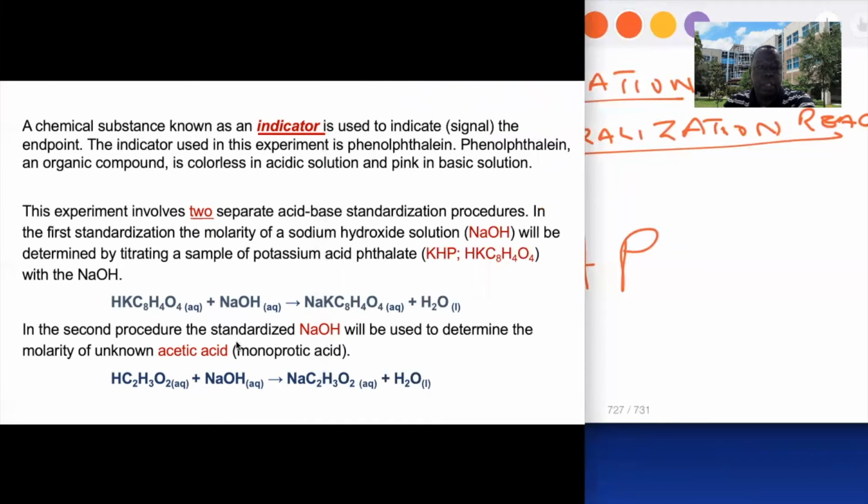And then in section 4.4, this is the balanced chemical equation for the reaction between sodium hydroxide and acetic acid. This is acetic acid in vinegar. Simply, this is CH3COOH.